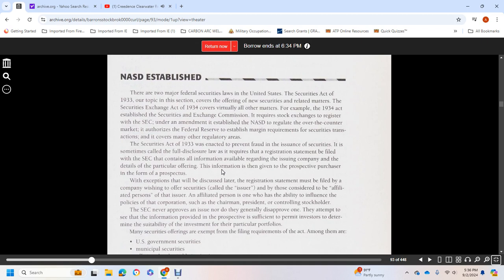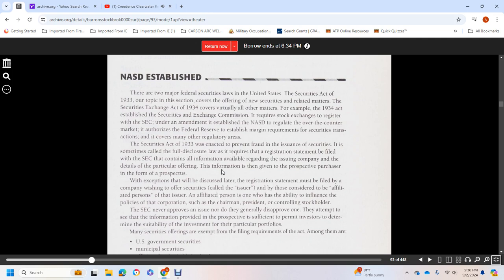The Securities Act of 1933, enacted to prevent fraud in the issuance of securities, is sometimes called the full disclosure law. It requires a registration statement to be filed with the Securities and Exchange Commission that contains all available information regarding the issuing company and the details of the particular offering. The information is given to the prospective purchaser in the form of a prospectus. The exemptions will be discussed later. The company wishing to offer the security is called the issuer.